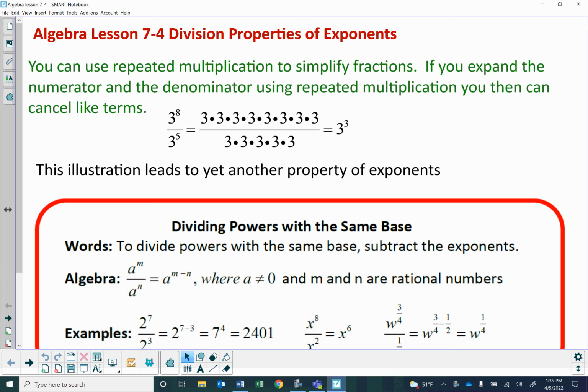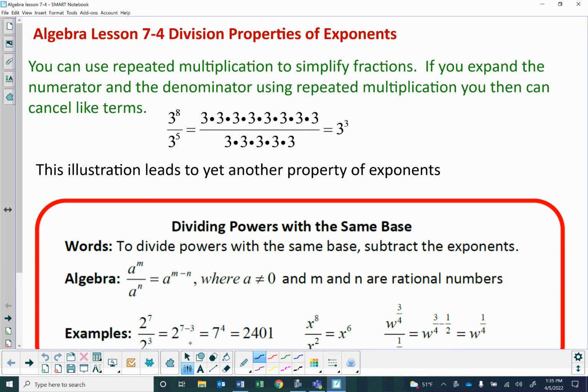For example, if I have 3 to the 8th divided by 3 to the 5th, 3 to the 8th means I have 8 3's on the top, 3 times 3 times 3 times 3 times 3 times 3 times 3 times 3, and 5 3's on the bottom, 3 times 3 times 3 times 3 times 3.